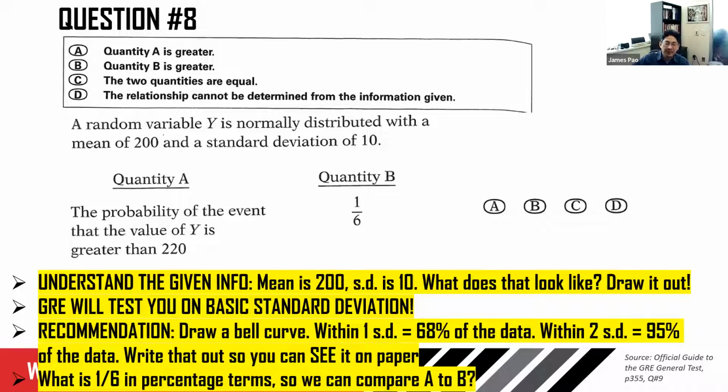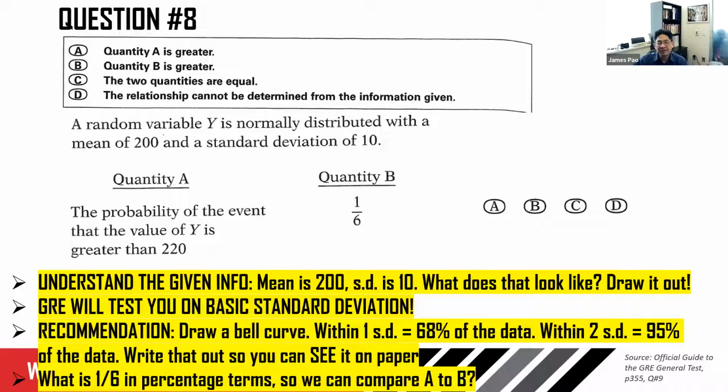Well, obviously we have to break down quantity A. What is the probability of the event that the value of y is greater than 220? Well, we know the mean is 200. That's the midpoint of your bell curve. We know a standard deviation is 10, so you kick it over to the right by 10, makes it 210. But you kick it over a second standard deviation, add another 10, you make it 220. And you know that within those two standard deviations, 95% of the data must reside there.